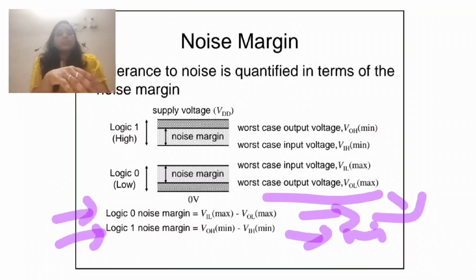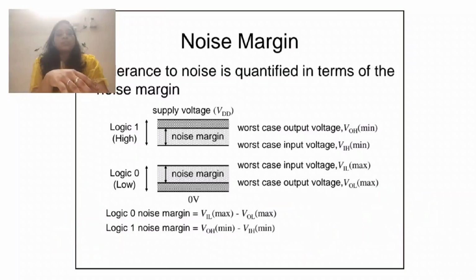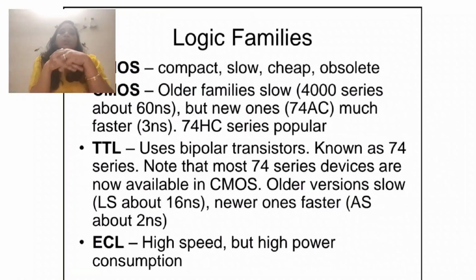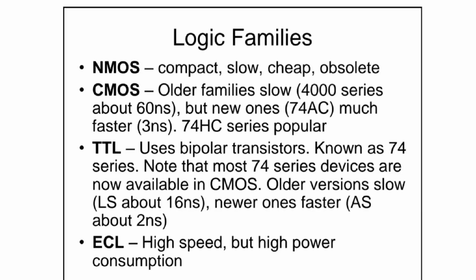Okay, and next, logic families. So what are the families we are going to see here? NMOS, CMOS, TTL and ECL. Okay, so NMOS is used for compact, slow, cheap and obsolete. And then CMOS, the older families, we can use this series 4. For example, they use transistors, capacitors, diodes, resistors, everything.